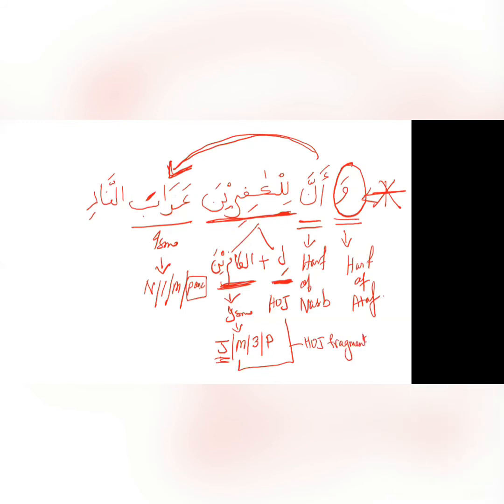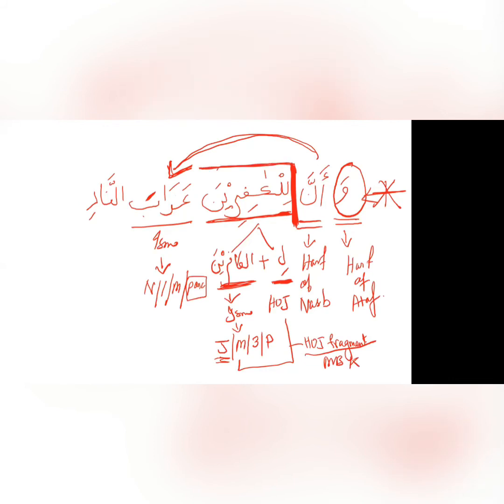Does inna and li have any sort of relationship? No, no connection. So it means that a new bucket is starting from here. Is that clear? Yes, it's MBK, right? Yes. Now, lil kafirina is HOJ fragment. It is MBK.